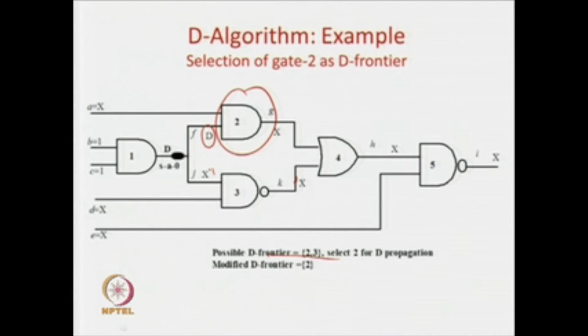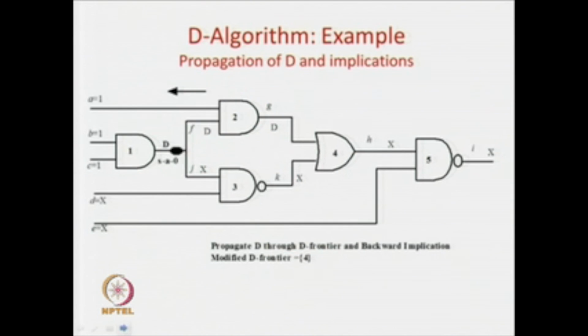For the time being, we do not maintain it as a d, but in fact it will be d only, because the fault is at the fan out stem. Okay. So, this is what has been done. It has been selected, you write a d over here and this is the case. So, now this was your d frontier gate.